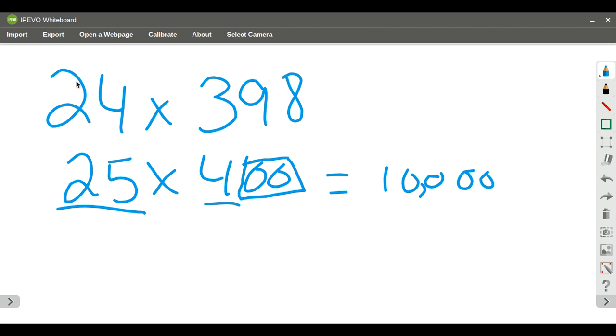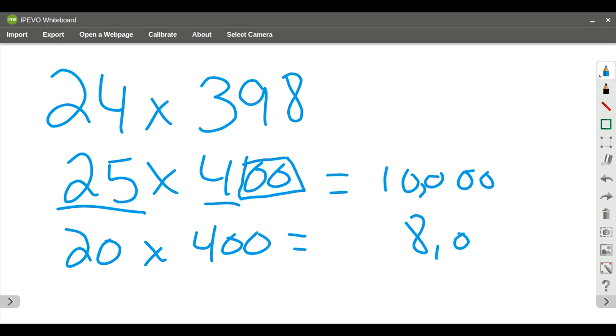If I had done 20 times 400, my estimate would have been 8,000. 8,000 is going to be too low of an estimate because of how much I had to round down. Look at the difference between using a compatible number and rounding with this. It's a huge difference. So the closer you can get to the actual answer, the better off you're going to be. So sometimes compatible numbers are going to help you get closer to the answer.